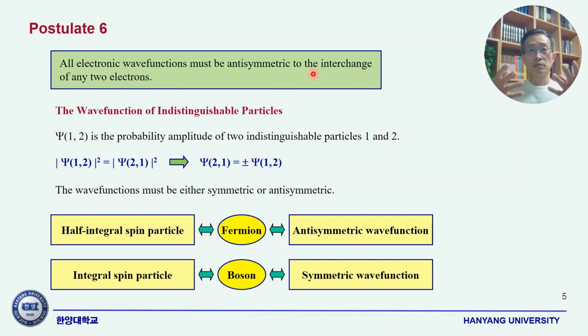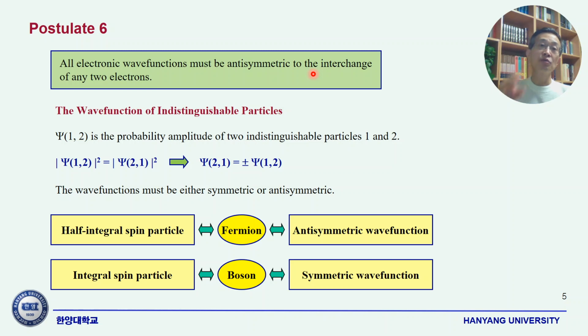Well, in a many-electron atom, helium has 2 electrons, and lithium has 3 electrons, like that. So you cannot distinguish electrons in the atom. If you interchange electrons' positions, or just change electrons, well, actually you cannot change electrons. Anyhow, you cannot distinguish the electrons in the atom.